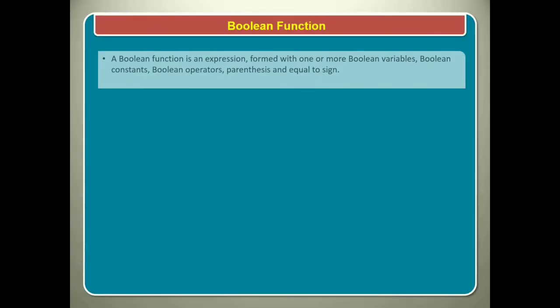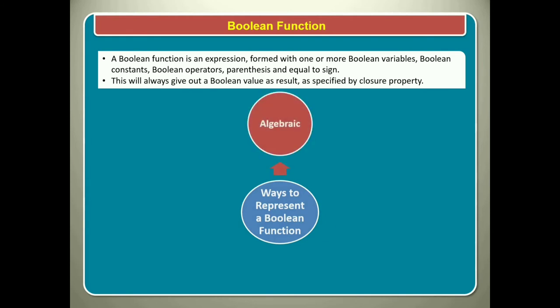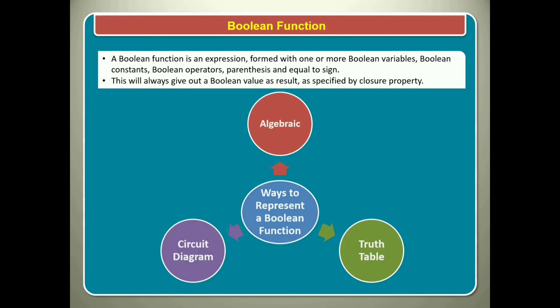Let us now learn about Boolean function. A Boolean function is an expression formed with one or more Boolean variables, Boolean constants, Boolean operators, parentheses, and equal to sign. This will always give out a Boolean value as result, as specified by closure property. We can represent a Boolean expression or function in three ways: algebraic, truth table, and circuit diagram.